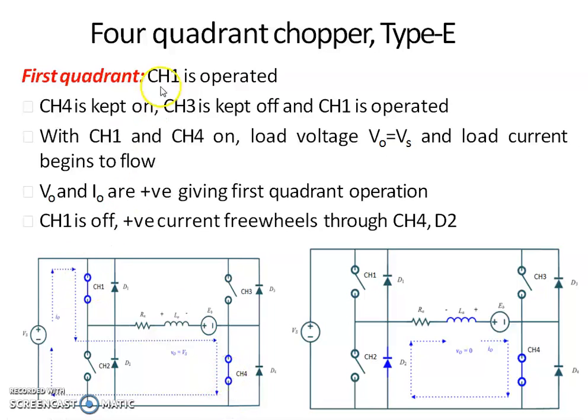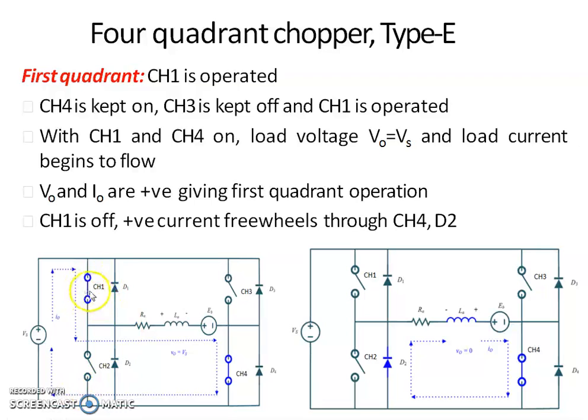In order to obtain first quadrant operation, CH1 is operated. First we are assuming that CH1 is on. When CH1 is on, in order to obtain positive voltage and positive current, we have to switch on CH4. Then current flows through CH1, through resistance R, inductance L and EMF E, and through CH4 and back to source. The output voltage is positive and output current is also positive.